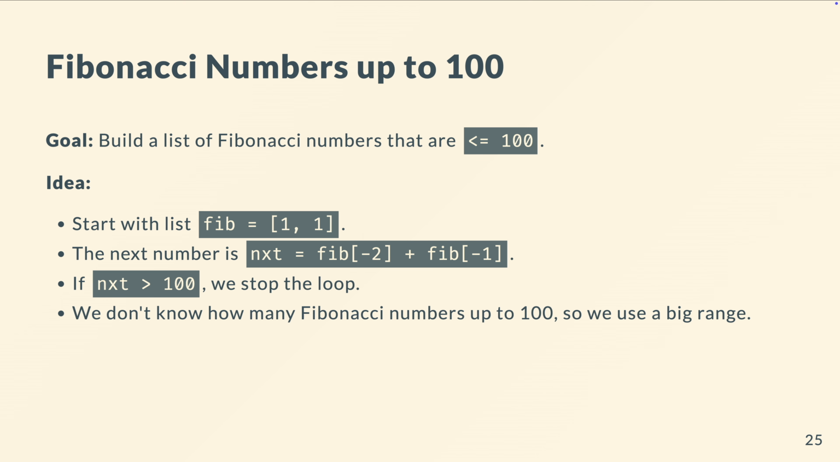Goal: build a list of Fibonacci numbers that are less than or equal to 100. Here is the idea. Start with a list named fib containing 1 and 1. The next Fibonacci number is the sum of the last 2 items in fib. If the next number is greater than 100, we stop the loop using break. Otherwise, we append the next number to the list. We do not know how many Fibonacci numbers are under 100, so we use a very large loop, like 1,000 times, and we rely on break to stop early.